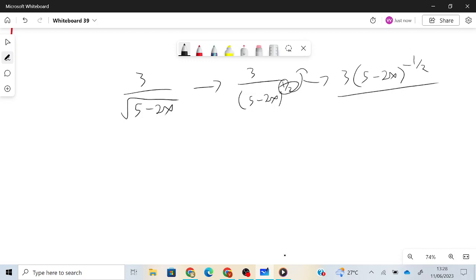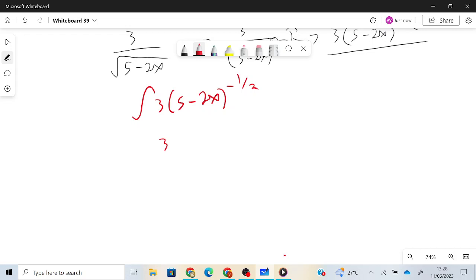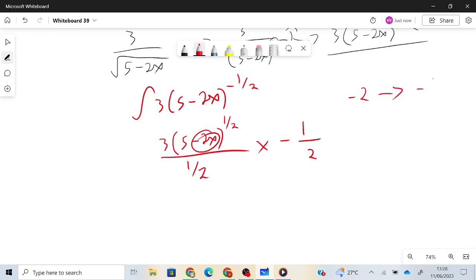So this is what we're essentially integrating now. So we're integrating 3 into 5 minus 2x to the power minus 1 over 2. If you integrate this again, basic structure, 3 into 5 minus 2x to the power minus 1 over 2 plus 1 is positive 1 over 2. Divide that by 1 over 2, times it by minus 1 over 2. Now why minus? Because if you differentiate minus 2x, you get minus 2. And the reciprocal of minus 2 is minus 1 over 2.